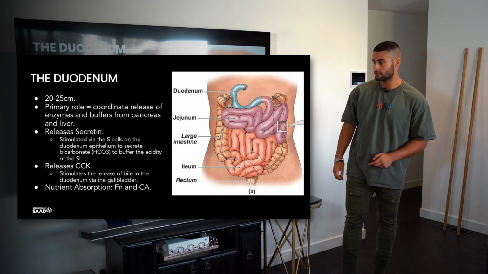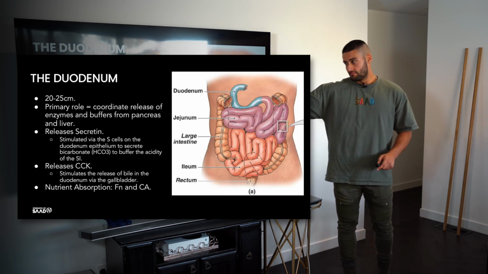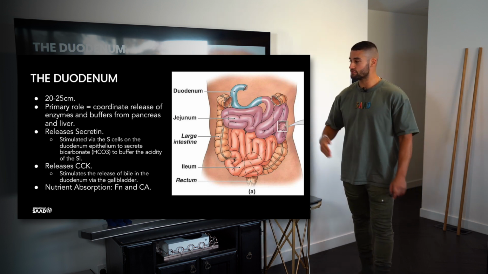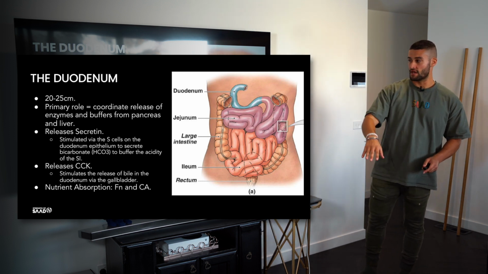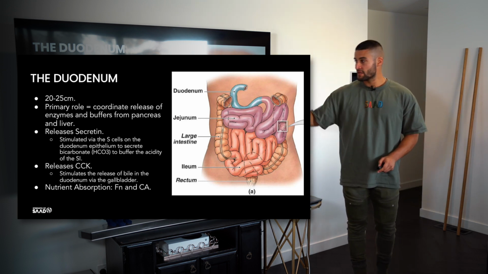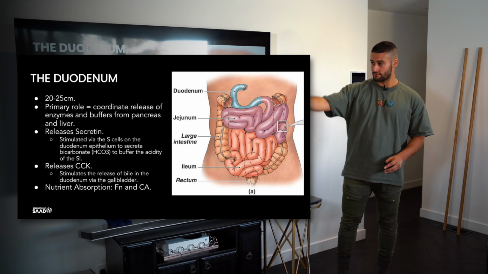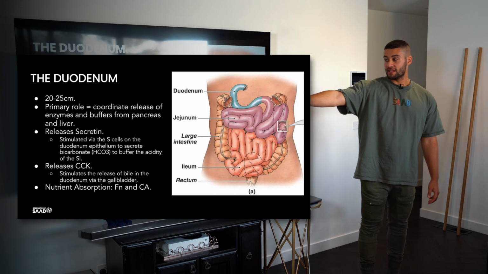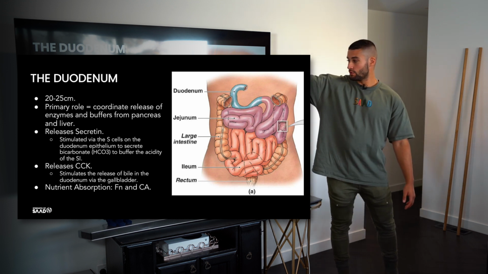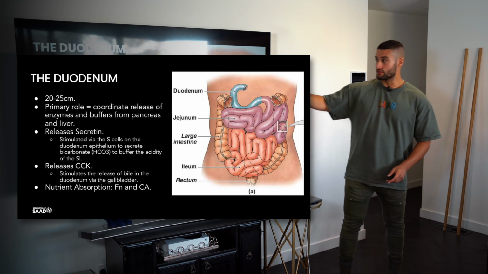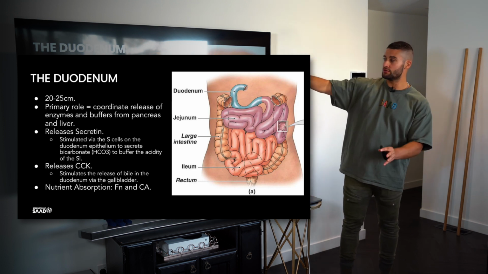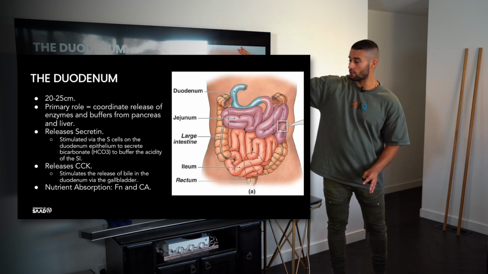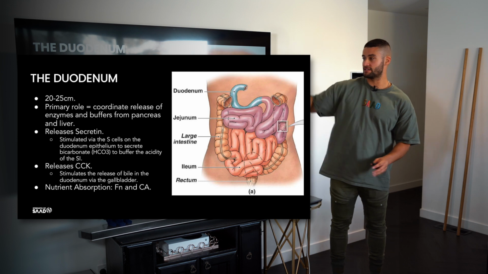Release secretin. What is that? Secreted by S cells. See, universities, they'll make you memorize what's secreted from the S cells. It's just nice to know. I don't need you to memorize that. What is important to know instead is that you will release bicarbonate, HCO3. Why? CCK stimulates bile release in the duodenum via the gallbladder. So there'll be communication from the duodenum to and from the pancreas, to and from the liver, to communicate that we need a certain amount of enzymes to break down this food.